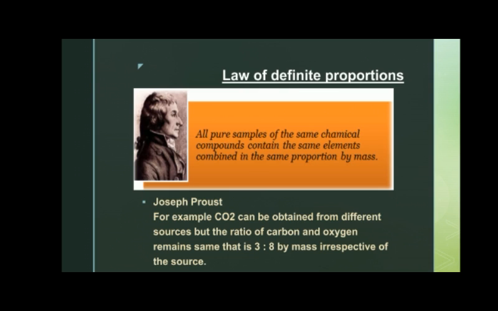Next law is the law of definite proportions. This law is stated by Joseph Proust. It states that all pure samples of the same chemical compound contain the same elements combined in the same proportion by mass. Example, CO2 can be obtained from different sources, but the ratio of carbon and oxygen remains the same, that is 3:8 by mass, irrespective of the source.